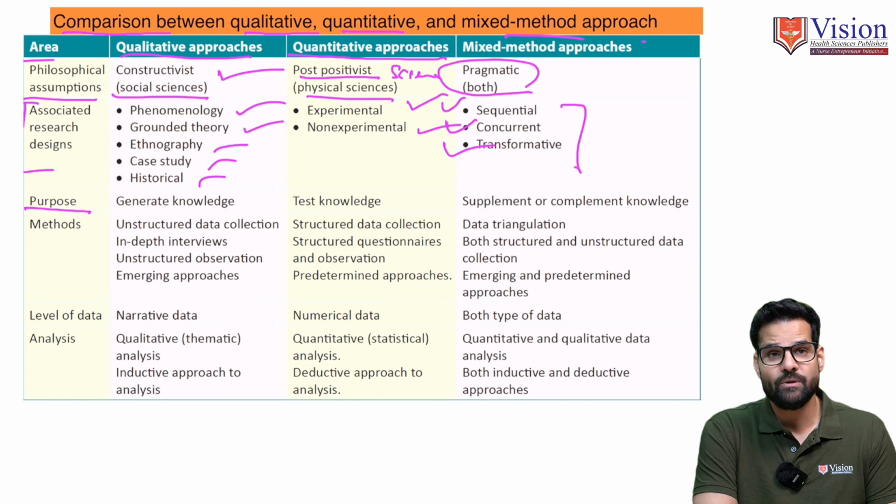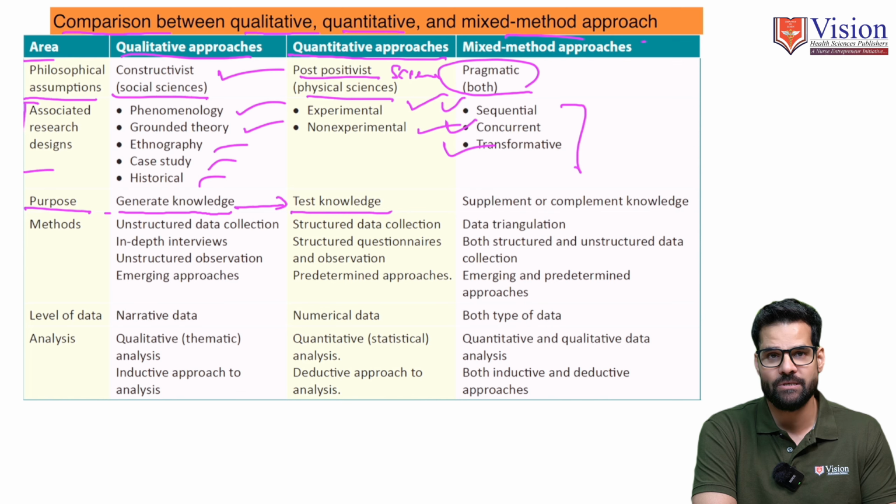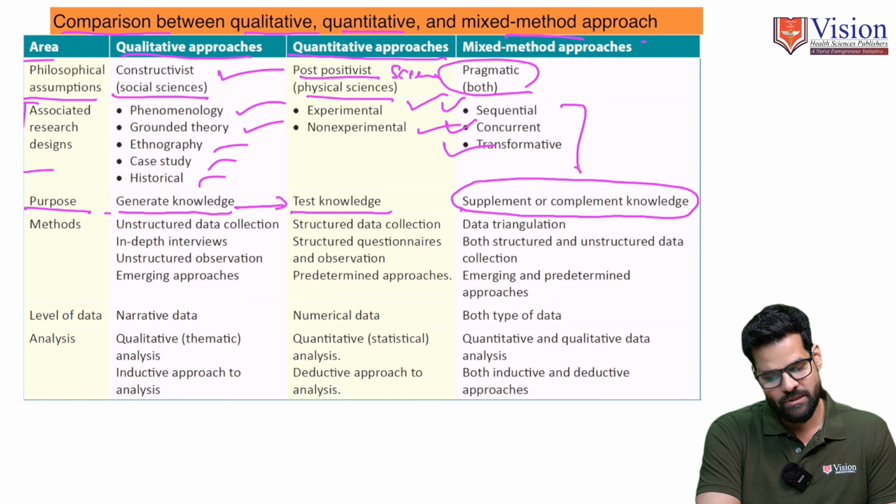If you compare in terms of purposes, the purpose of qualitative research is to generate knowledge, primarily that becomes a base for testing of hypothesis, whereas quantitative research tests the knowledge which you generate from the qualitative research. Okay, and what the mixed method does is supplement or complement the knowledge. Okay, so this is the approach.